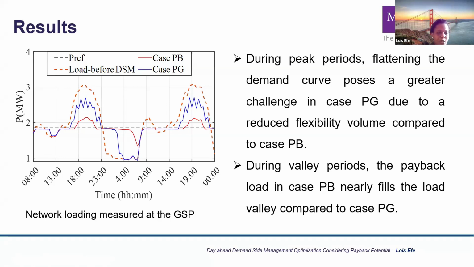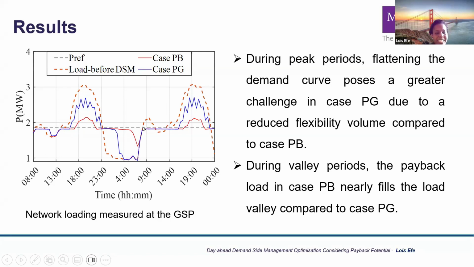What does that mean? If we can see here, it was the loading before demand side management. Once we apply demand side management, for case PG, it reduced to this point here, which is the blue line. For case PB, which had all load buses participating in demand side management, it was closer to the desired loading curve, which is this straight line.